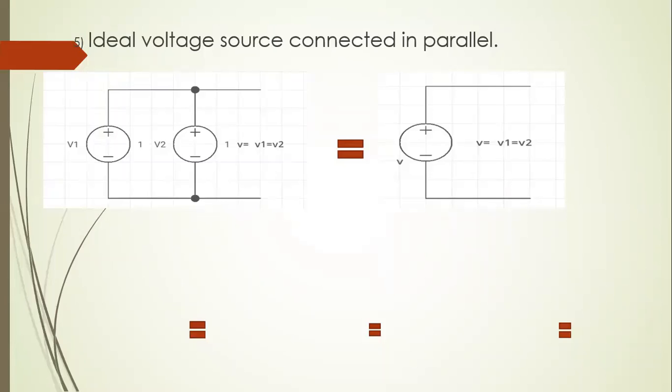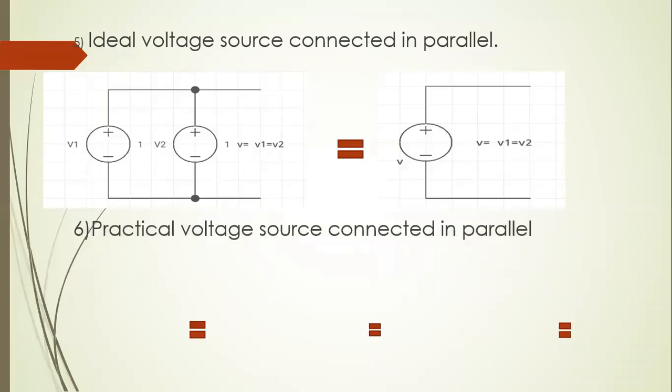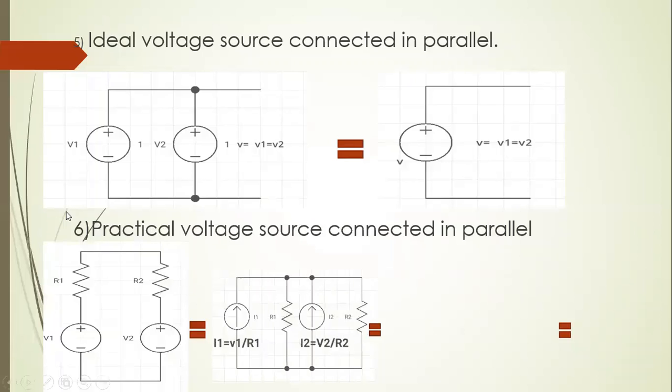If two practical voltage sources are connected in parallel, then V1 is converted to a current source, the voltage source has been transformed to a current source, and V2 is also transformed. Hence, we know that if two current sources are connected in parallel, we can reduce that to a single current source and a single resistance with this formula.